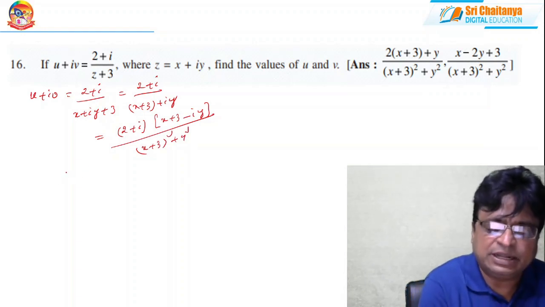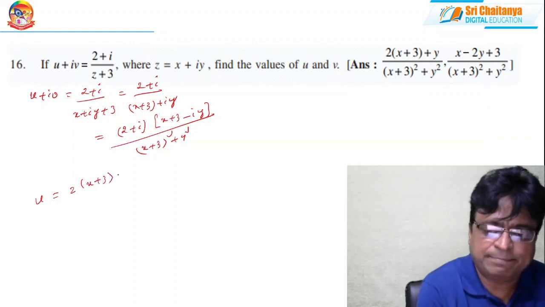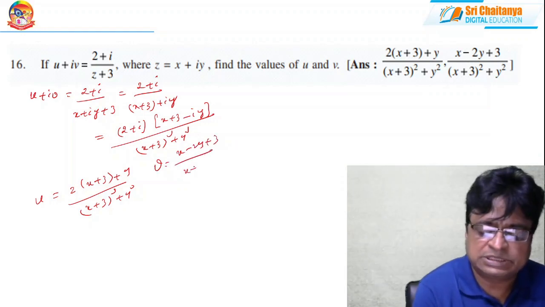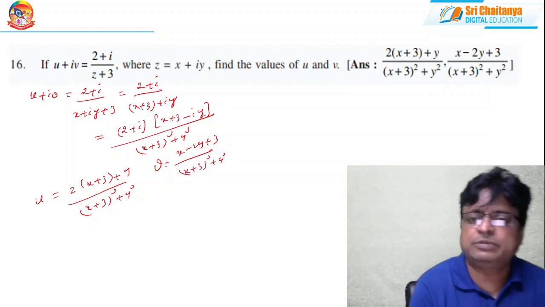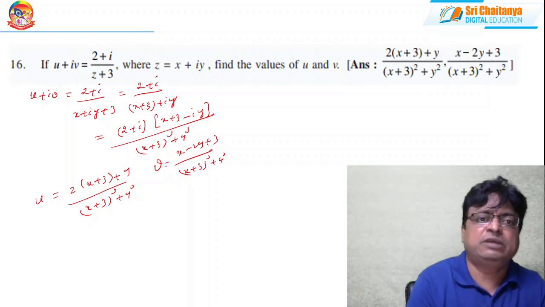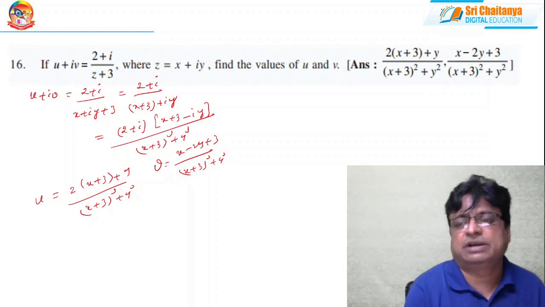Now equate real and imaginary parts. Therefore, my u is, after equating, 2 into x plus 3 plus y by (x plus 3) whole square plus y square. And my v is x minus 2y plus 3 by (x plus 3) whole square plus y square. The only thing is you just multiply these numerator terms and separate the real part as well as the imaginary part. Equate the real part as u and the imaginary part as v. You will get the required answer directly.